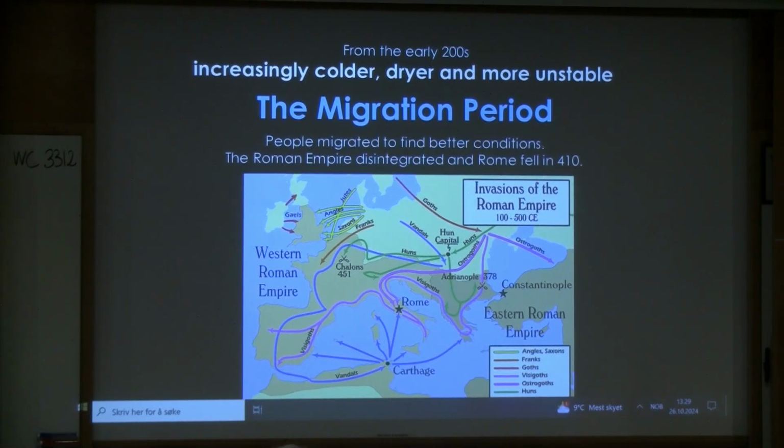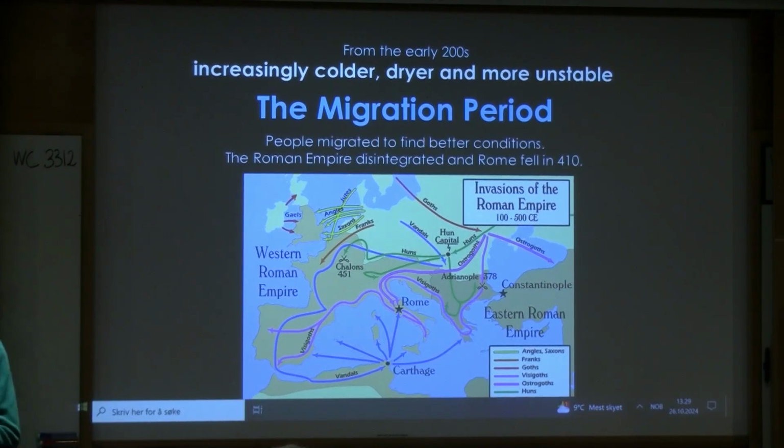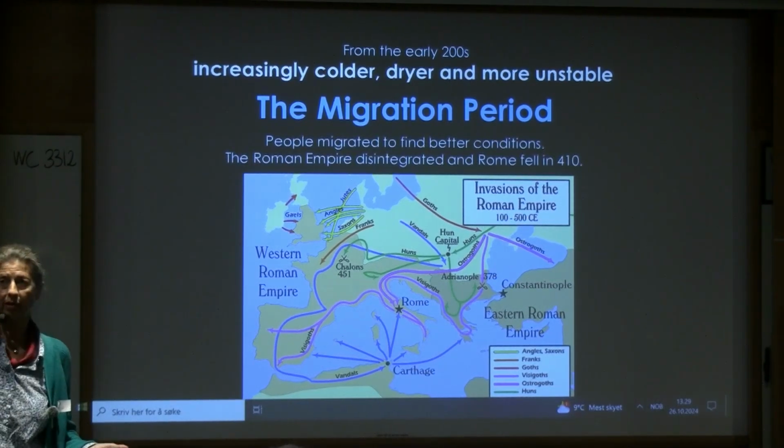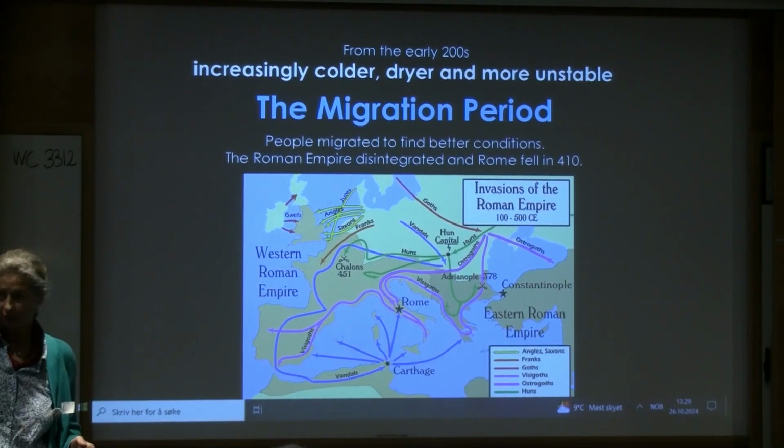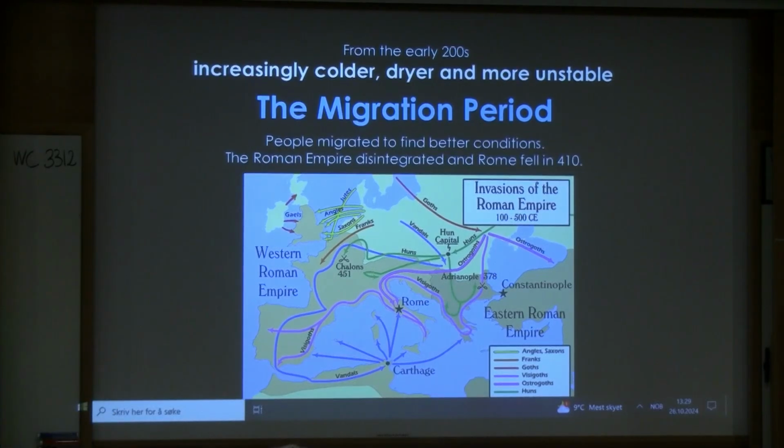So of course, when I learned about Folkevandringstida, as it is called in Norwegian, the migration period, at school, no one talked about climatic causes for these migrations, but now historians have included that aspect and explain it in that way.